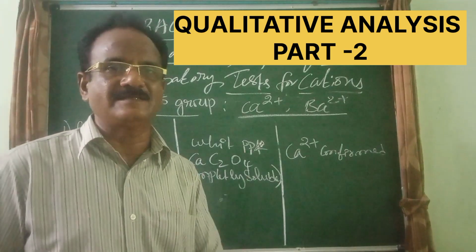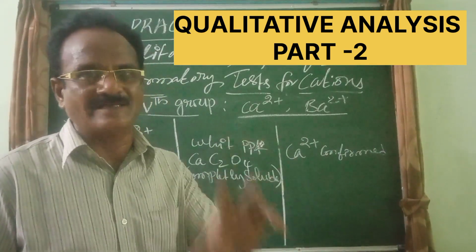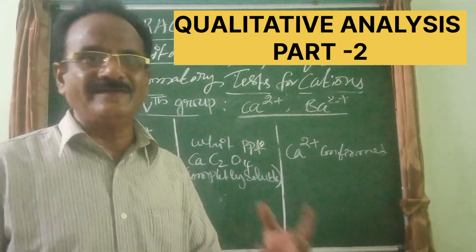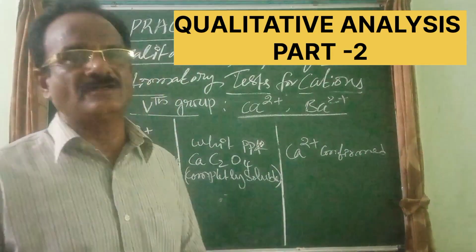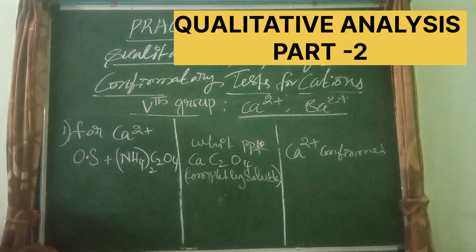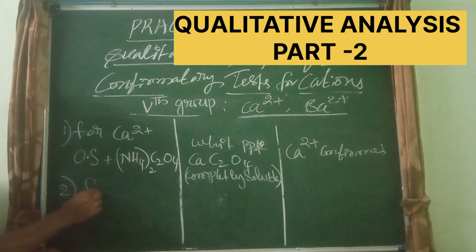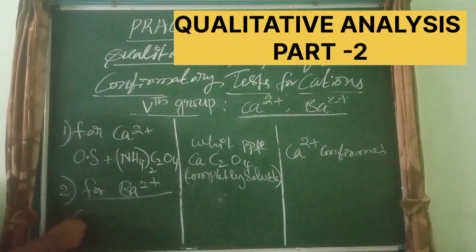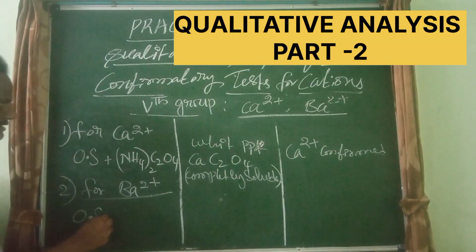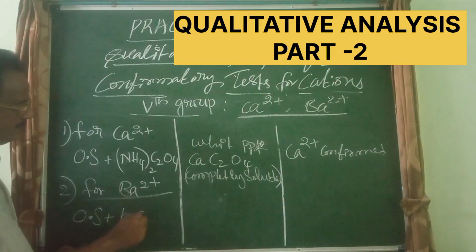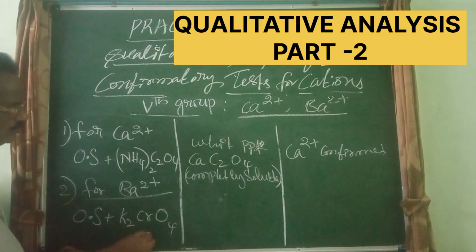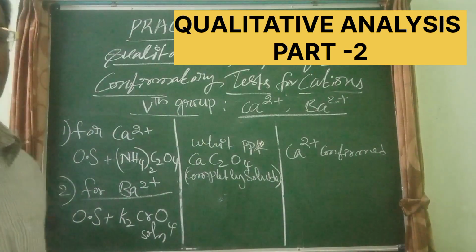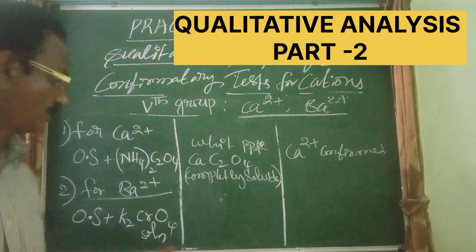We can confirm the presence of Ba2+ by using ammonium oxalate, but to avoid confusion, I am giving another test for confirmation of Ba2+. See here, this is also a very simple test. For confirmation of Ba2+, the original solution is added with potassium chromate solution.